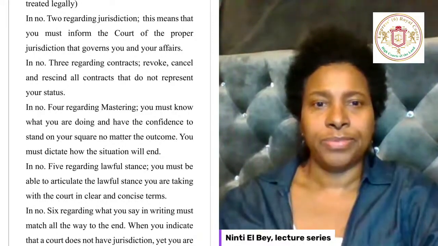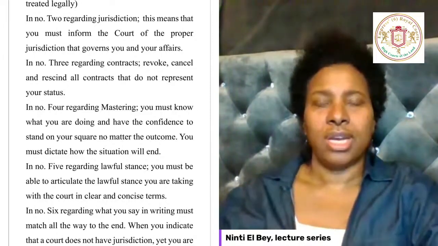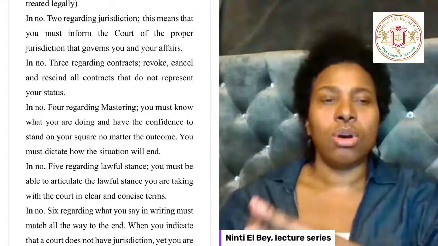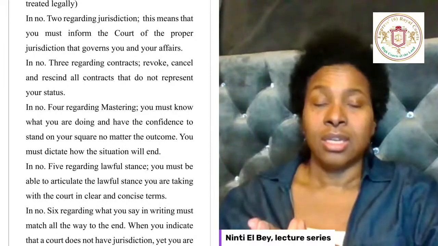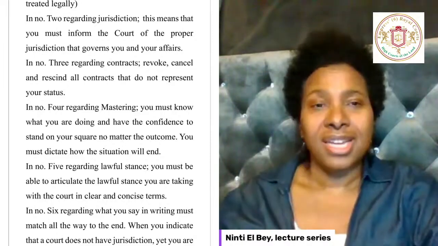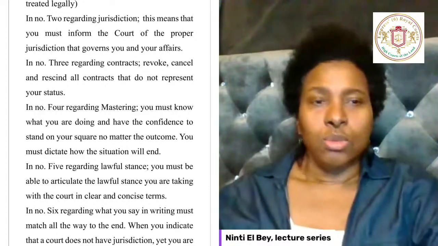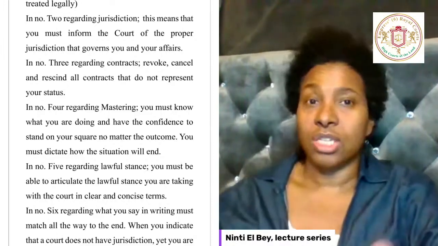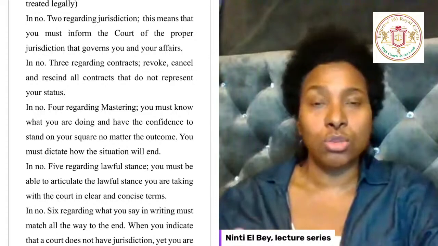Okay. Number three, regarding contracts, revoke, cancel, and rescind all contracts that do not represent your status. Again, this is why status is so important. You can rescind contracts, such as probation. You don't have to be forced to assimilate.